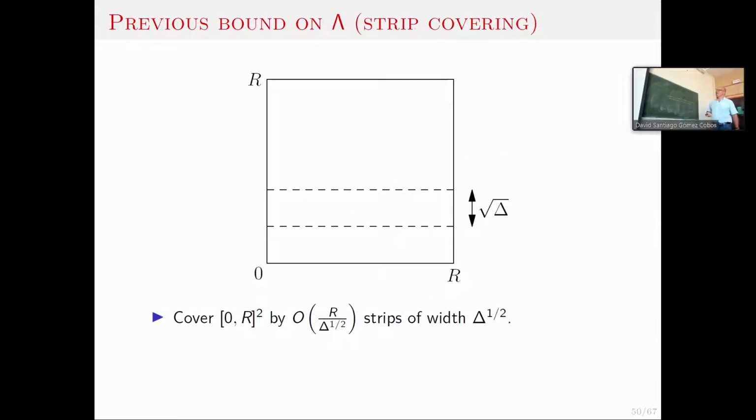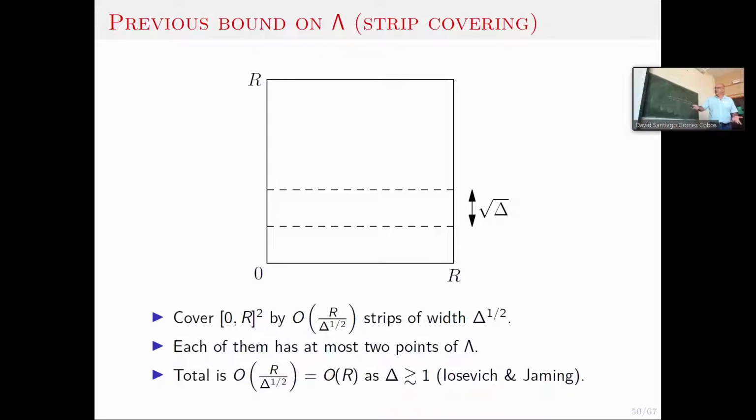So any strip of root delta width will have 2 points. And then it's easy to get the first result by Mihalis Kolountzakis. Here's your square, R by R squared. You split it into disjoint strips of height root delta. How many do you need? R over root delta. Each of them has 2 points. Therefore, the total number of points will be the number of strips times 2. So that's how much you have. Now, delta is at least 1. That's very easy to see. It's a constant. So this is of the order of R.